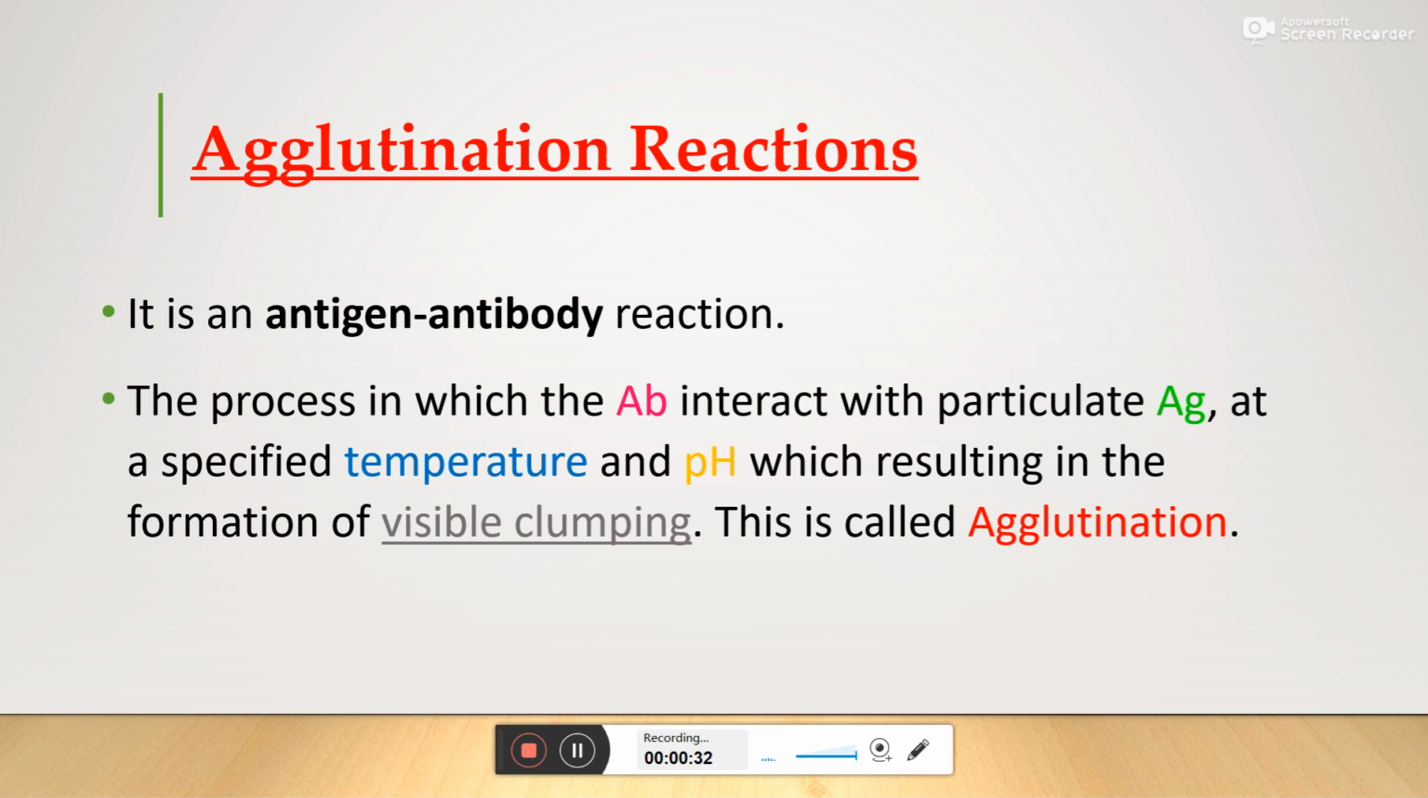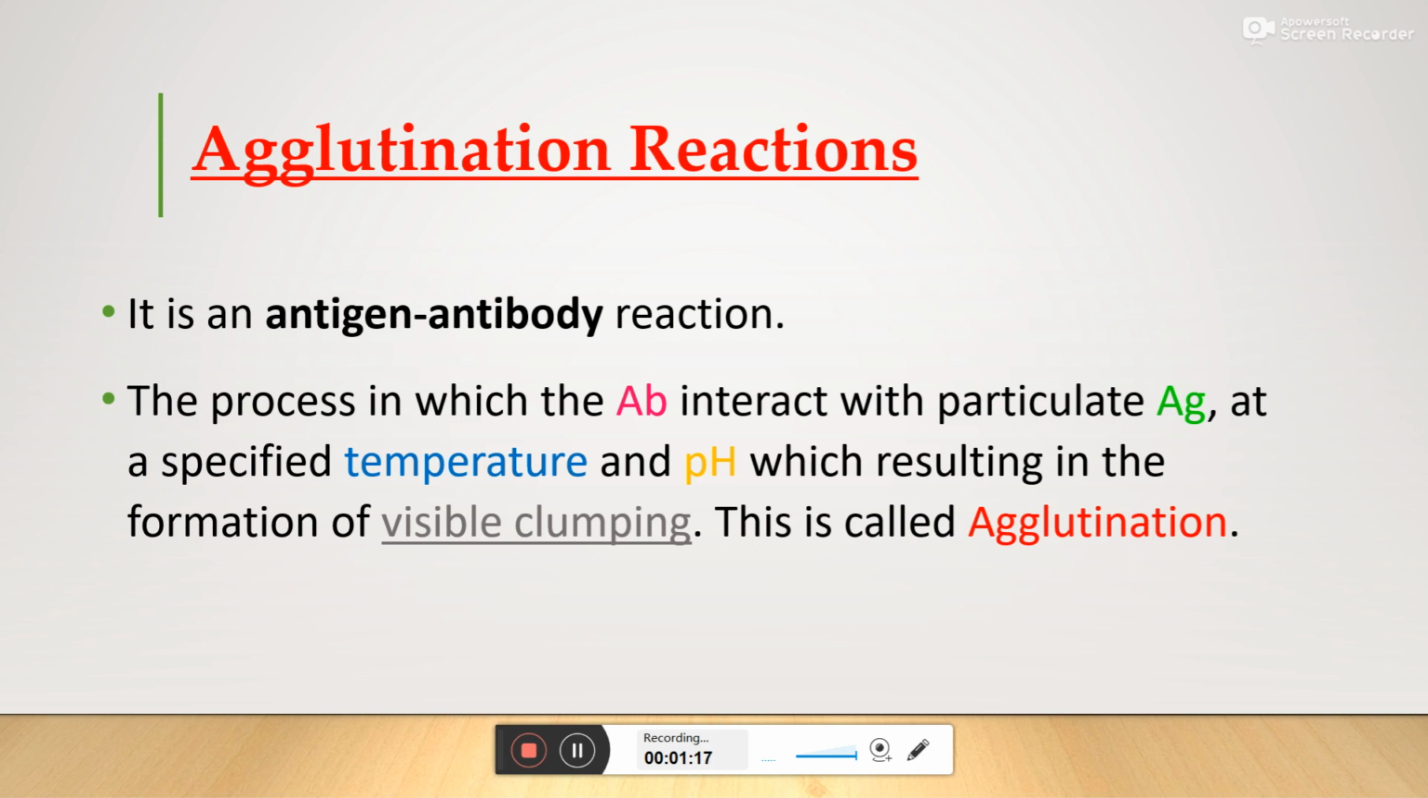In case of precipitation reaction, it is an interaction between the soluble antigen and antibody in an aqueous solution, whereas in agglutination reaction, the antibody interacts with the particulated antigen. That is, the antigen is coated on some surface like lactose, etc. This reaction takes place at a specific temperature and pH, which is very important. As a result, visible clumping is formed. So this reaction is named the agglutination reaction.